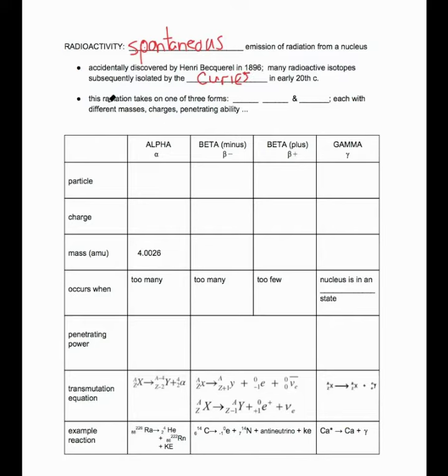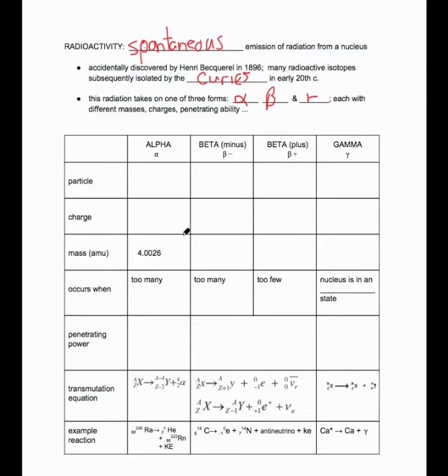The key thing to understand about the radiation is it takes one of three forms: familiar alpha, beta, and gamma radiation. And you need to understand the differences amongst these, the different masses, their charges, their penetrating ability, etc. And this chart will help summarize this. So I'm going to zip through this fairly quickly, and then we'll do some practice problems.